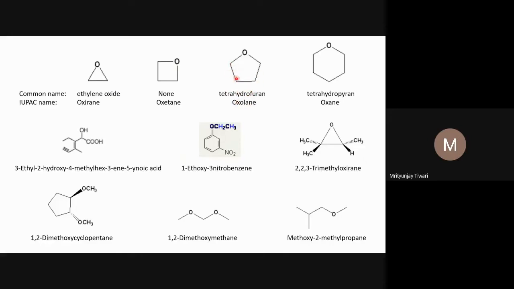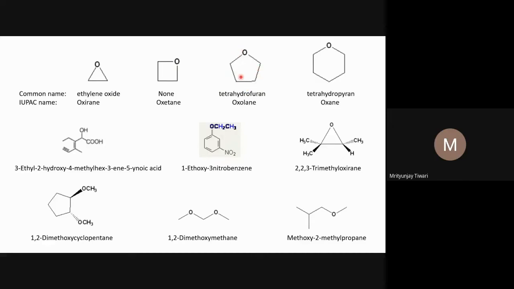If there were two double bonds, one double bond here and one double bond here, it is called furan, and these double bonds are hydrogenated. Hydrogenated means one hydrogen will be added here, one hydrogen will be added here, and the double bond will be removed. So overall four hydrogens are added, and if added to furan, we will get this compound.